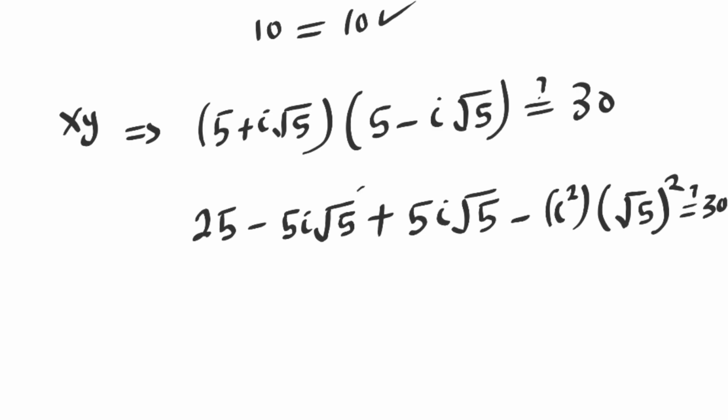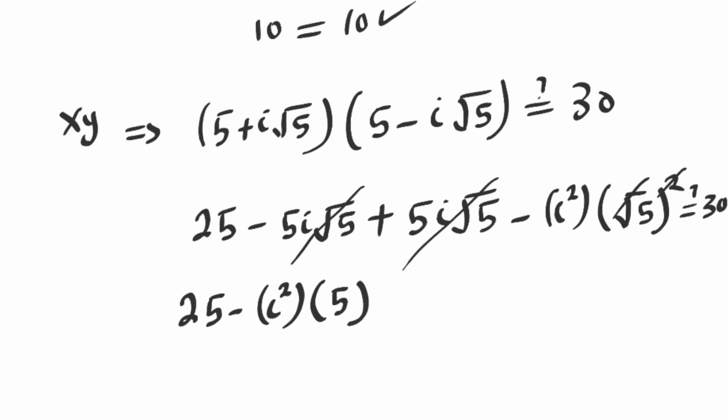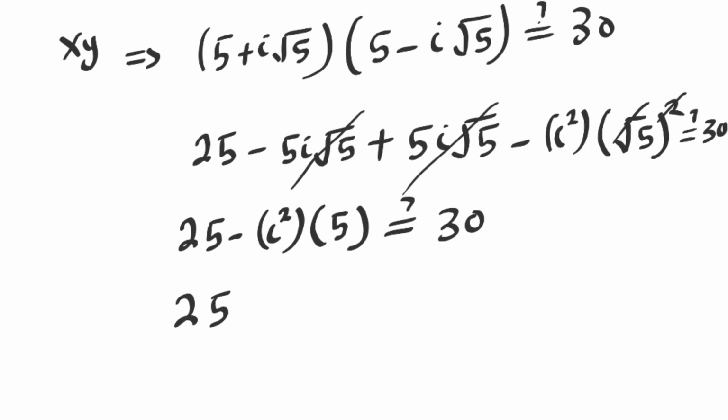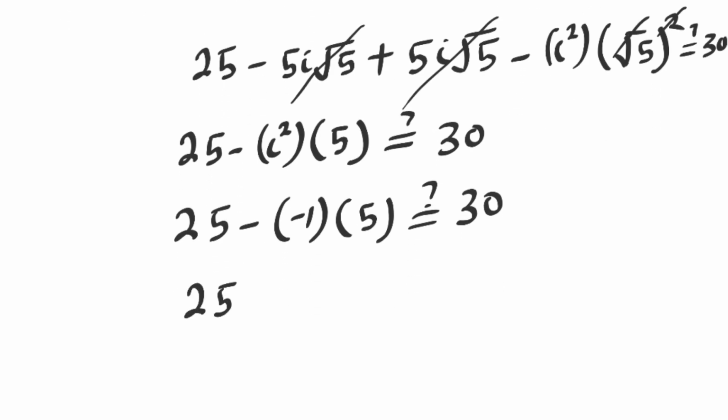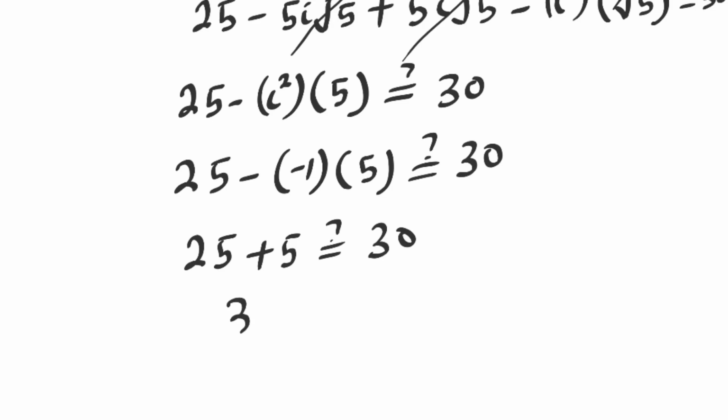Then here, this cancels this, square cancels this square, we have 25 minus i squared multiplied by 5 must be equal to 30. 25 minus i squared, which is minus 1, multiplied by 5 must be equal to 30. We have 25 minus times minus 1 times 5, that will be plus 5, must be equal to 30. And of course, 25 plus 5, this is 30, is equal to 30, which is true.